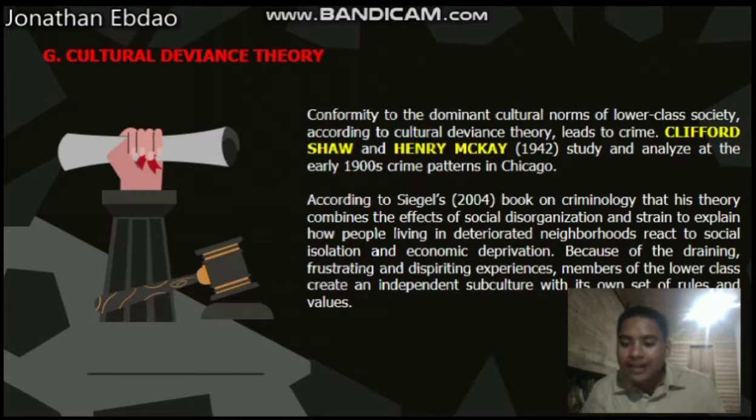To sum up, those who are economically deprived, living in disorganized areas, in order to gain success, resort to crime and delinquency, according to Siegel 2004.